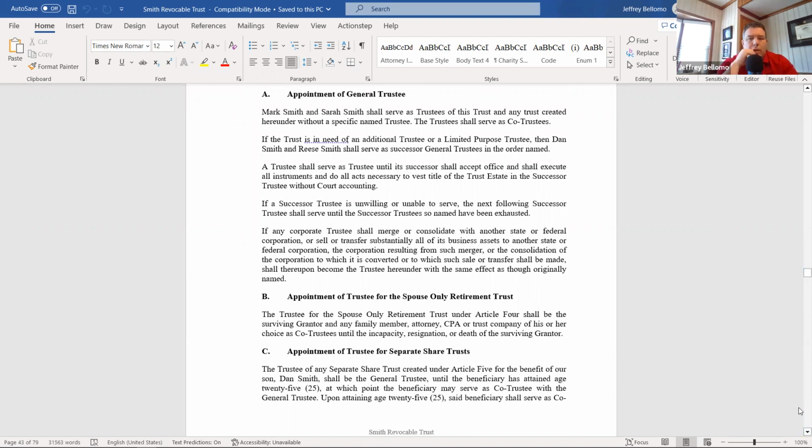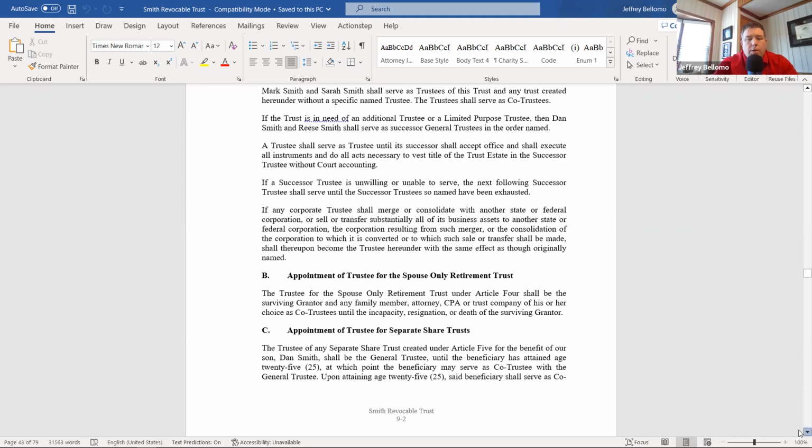And then if we can't do it, it's Dan and then Reese. For the spousal only retirement trusts, if it's for Sarah, she's going to be the trustee with Dan, and then vice versa. It would be Mark with Dan as well.